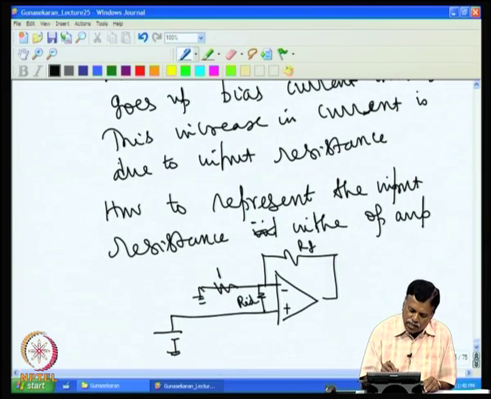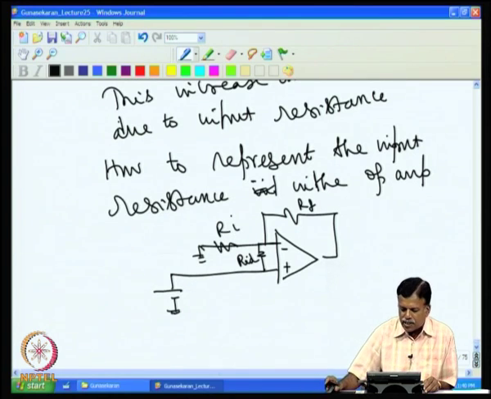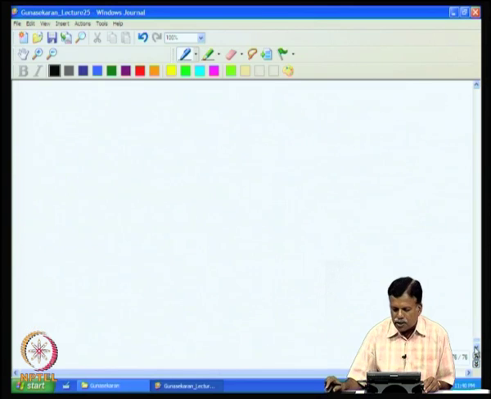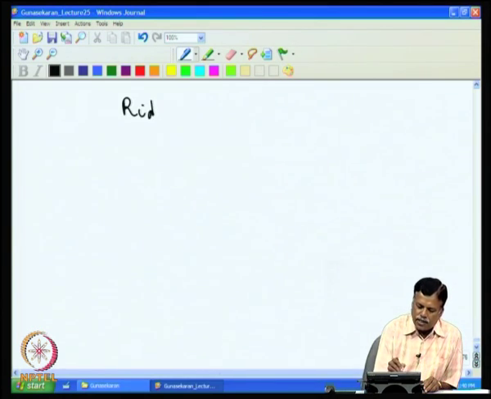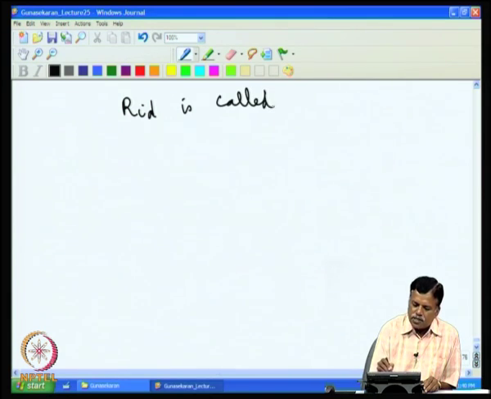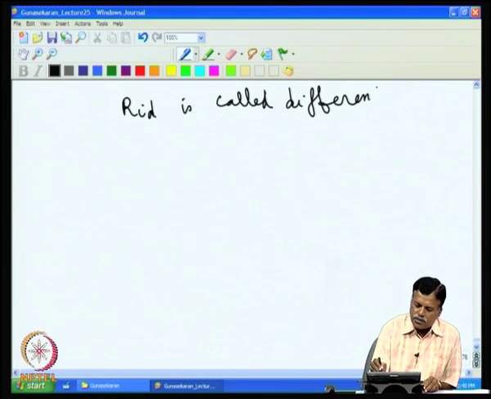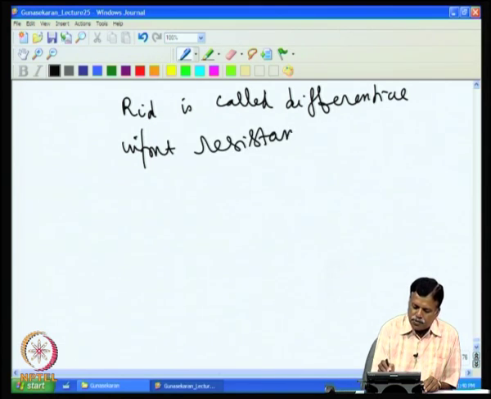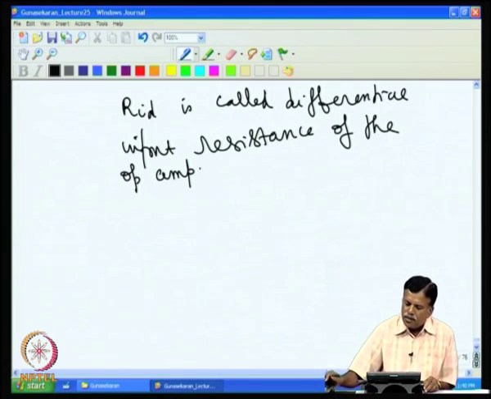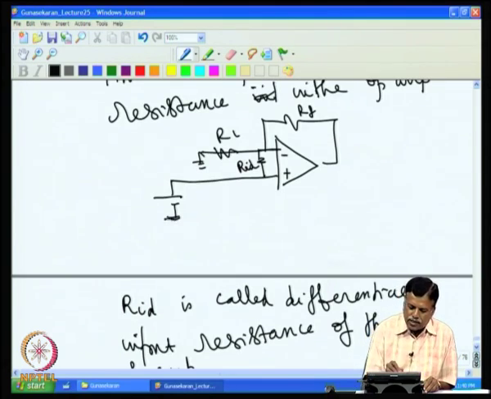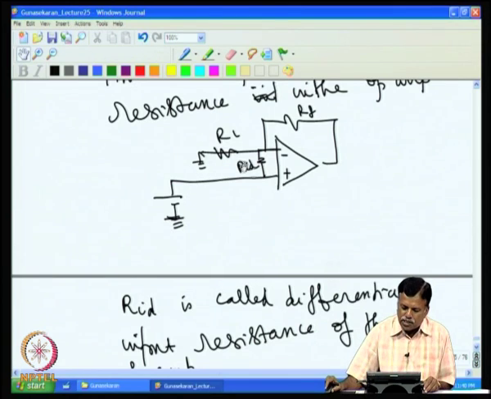These are the two gain setting resistors, RF and R1. So, RF and R1 are the gain setting resistances, and RID is taken as an equivalent input resistance. RID is called the differential input resistance of the op amp. The increase in input voltage increases the current, and that current flows through RID. But RID is not the input resistance, it is a differential input resistance, that is the resistance present between the plus and minus input.